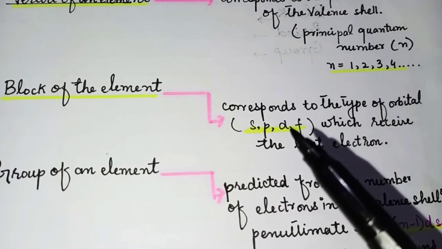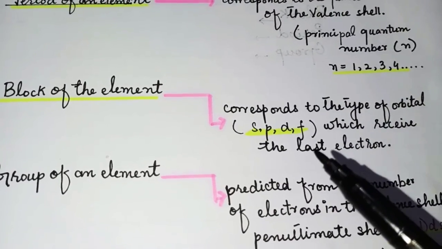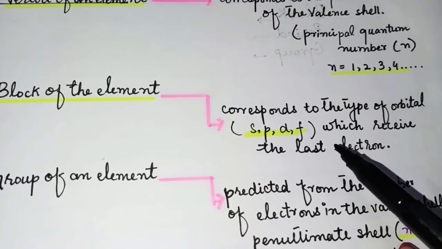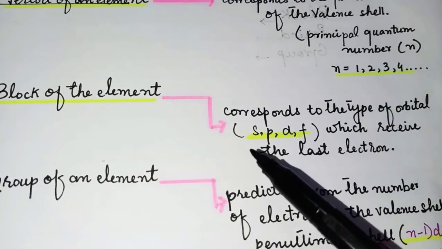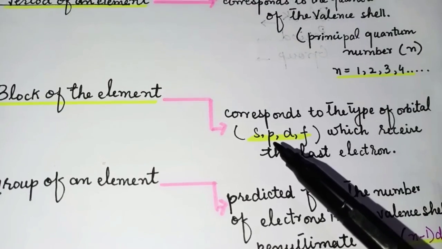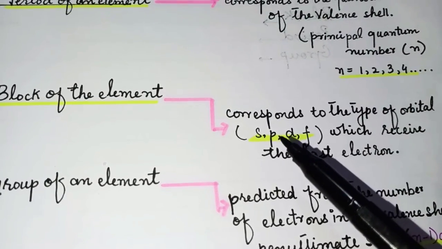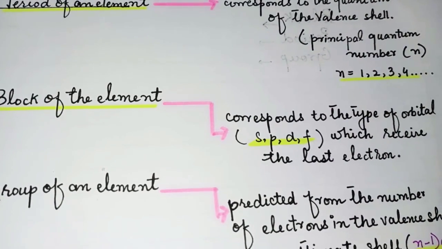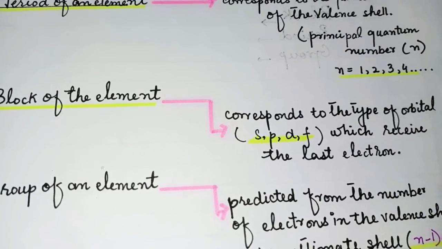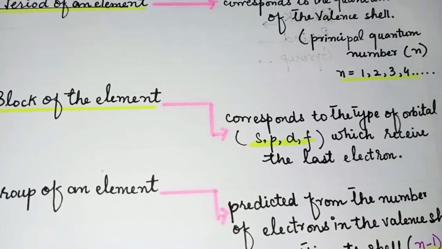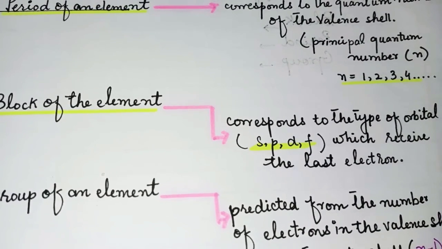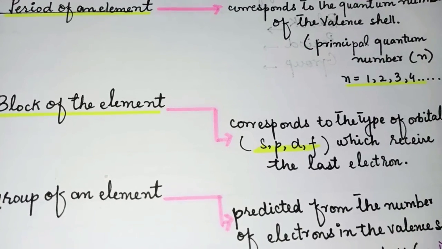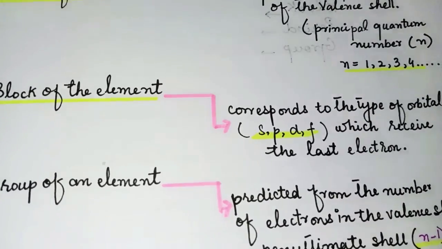The block of the element is determined by the type of orbital, which may be s, p, d or f, that receives the last electron. If the last electron is in the s orbital, it belongs to the s block. If the last electron is in the p orbital, it belongs to the p block. If the last electron is in the d orbital, the element belongs to the d block. And if the last electron is in the f subshell, the element belongs to the f block. So block is really easy. Just see which orbital or subshell is receiving the last electron.